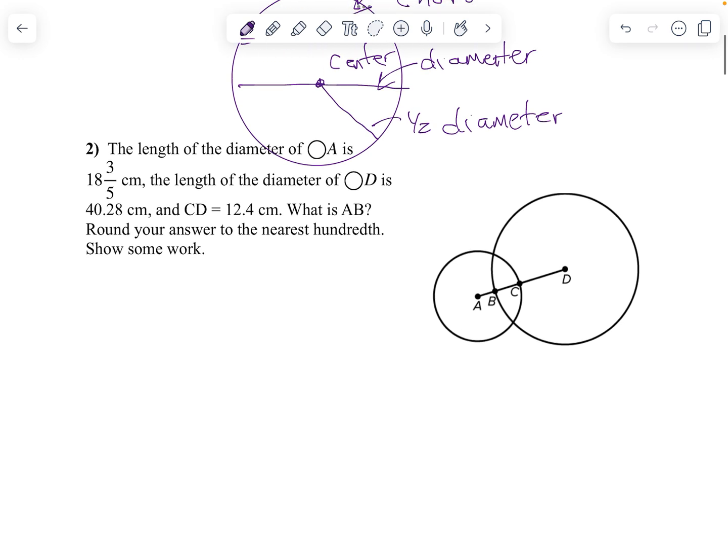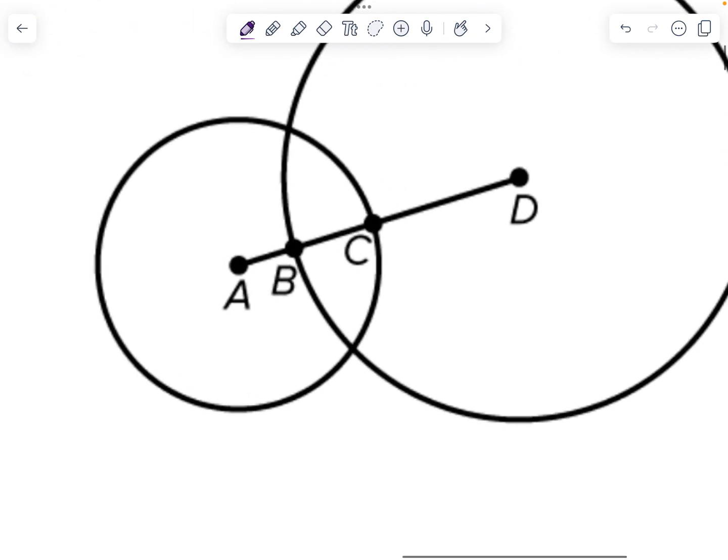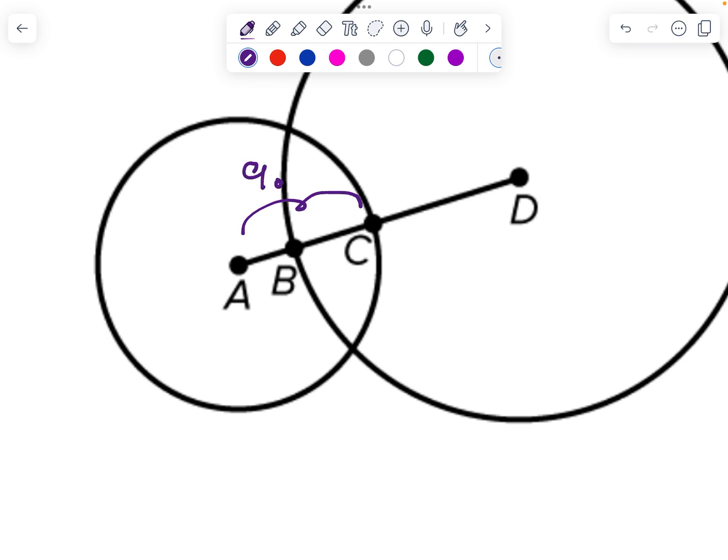Now in question number 2, we've got decimals and fractions. And let's just do everything as a fraction. So we're told that circle A has a diameter of 18 3/5. So 18 3/5 as a decimal is 18.6. So we know the radius of circle A is 9.3. So what I'll do is I'll label it. That means A to C is 9.3.